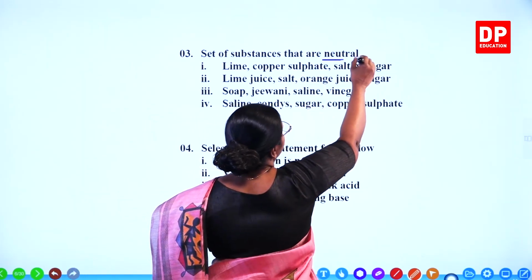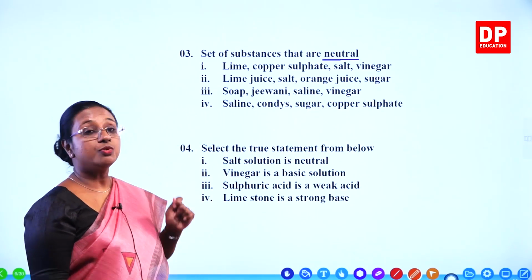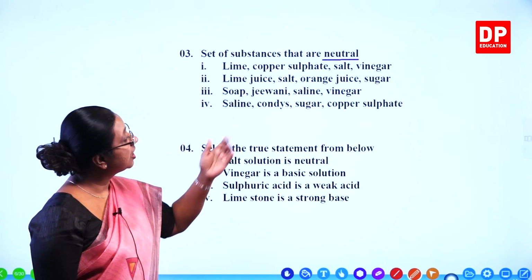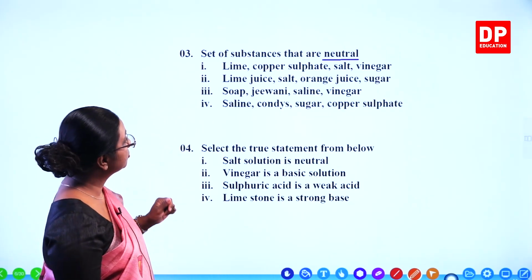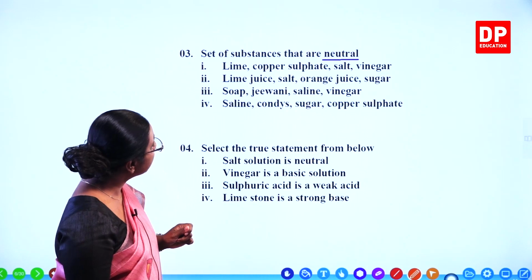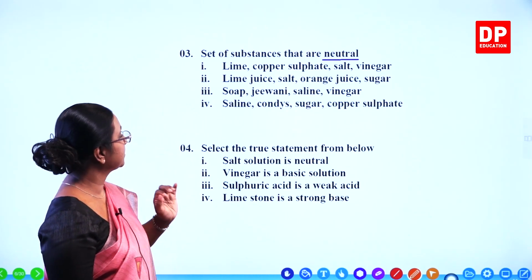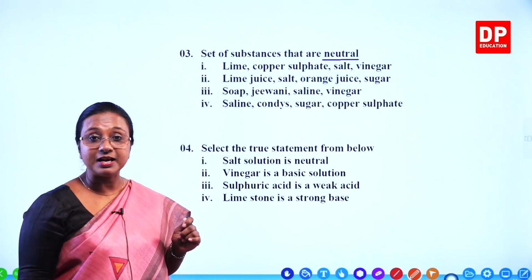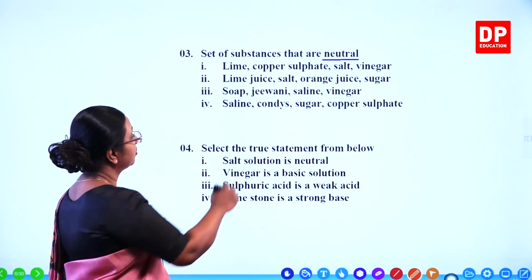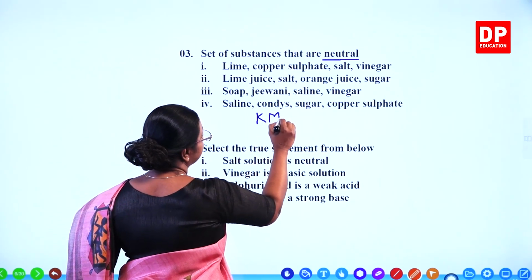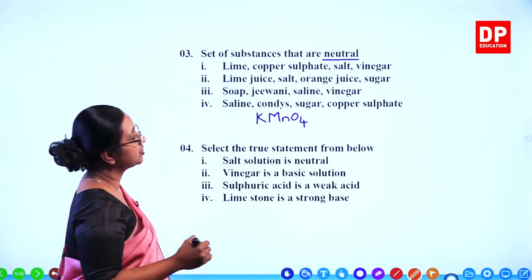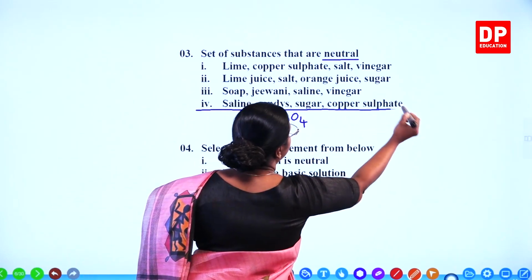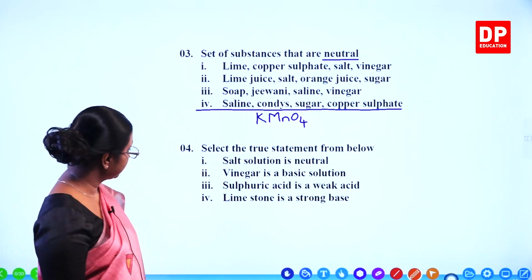So here you can see they have asked for the neutral substances. Soap is basic. Jeevani contains salts. Saline contains salts. Vinegar is acidic. So that's also not the answer. Then saline, condis, sugar, copper sulfate. Saline is salt, neutral. Condis is potassium permanganate. That is also neutral. Then sugar is neutral. Copper sulfate is salt. That is also neutral. So that is the answer that contains the neutral substances.